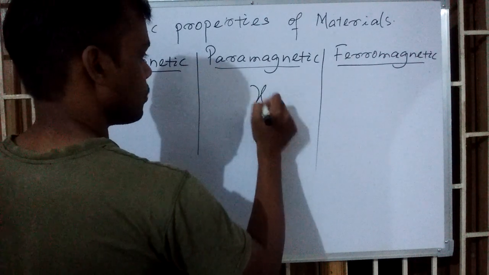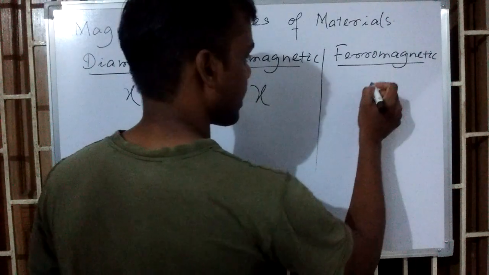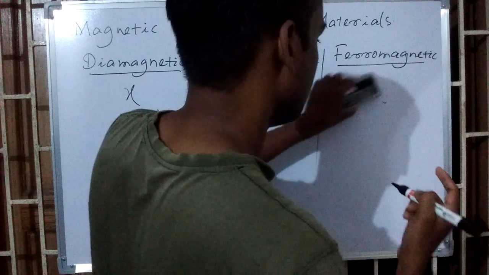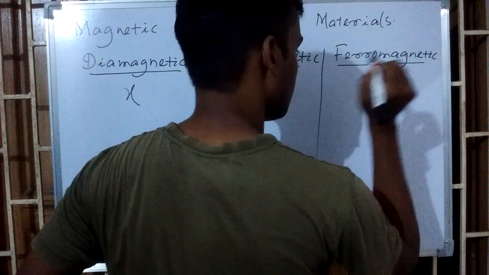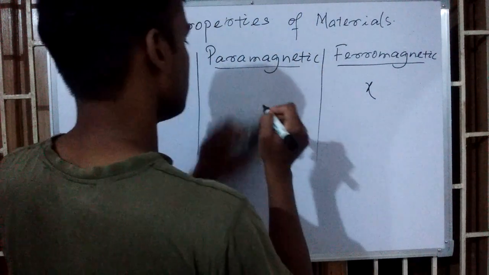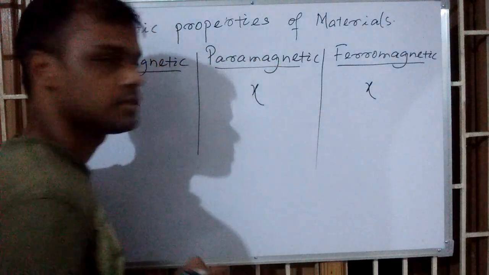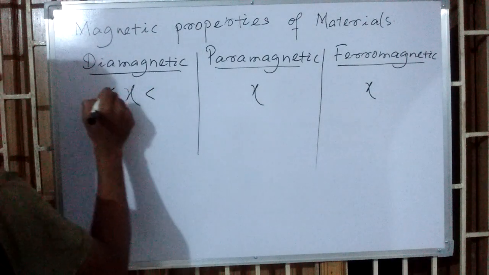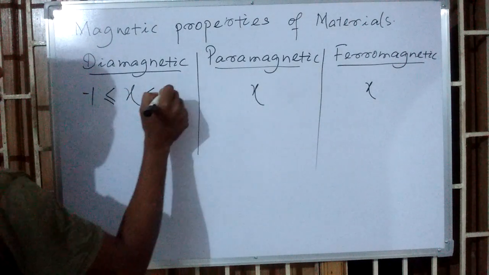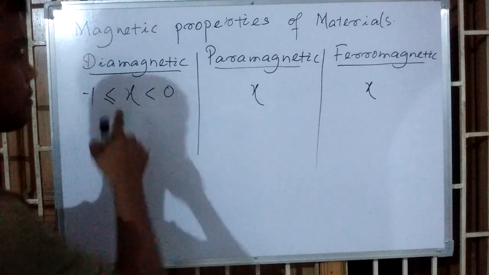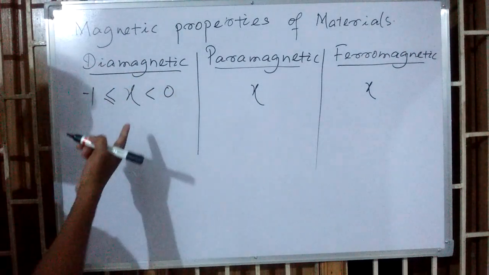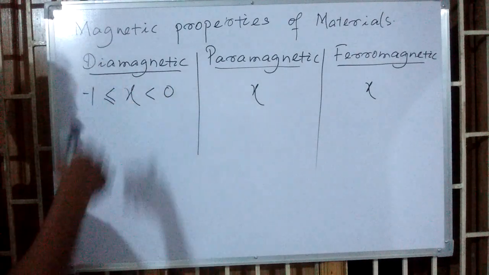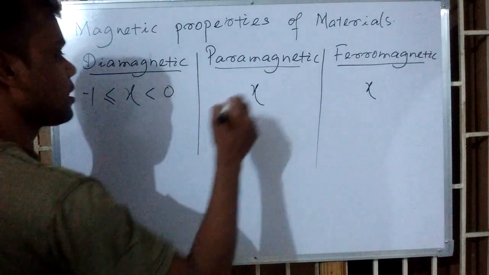Every material will have its own chi value. It is not x, it looks like almost x, but like this. This is the actual notation. This is chi. Now chi value, if it is in between minus 1 to 0, that means it is always negative but a very small negative value, then it comes under diamagnetic substance.